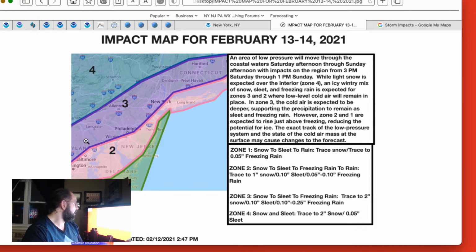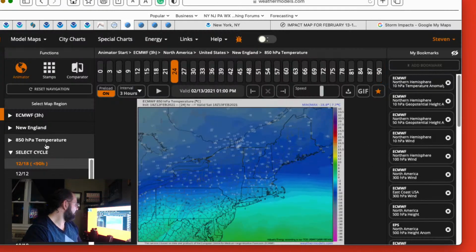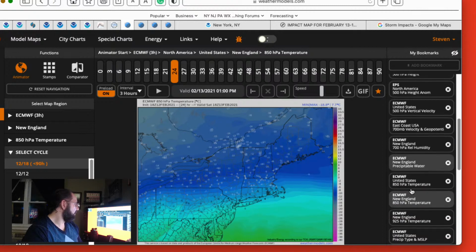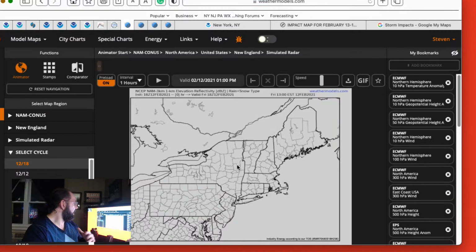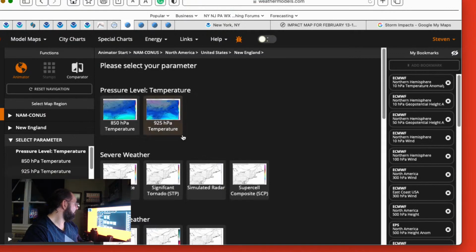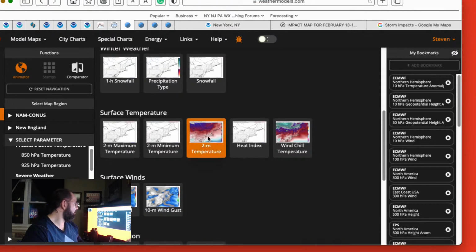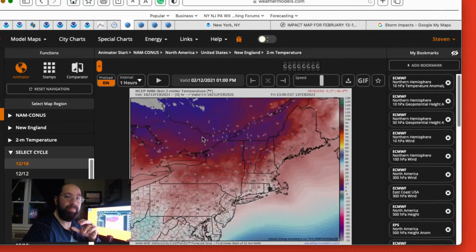This area is going to have a serious ice problem here because temperatures never get above freezing. In fact, let me show you that. Let's see here. We'll use the NAM guidance because I think that would be a pretty good. The NAM guidance you want to use because it's a mesoscale model. It's going to handle the boundary layer temperatures the best.